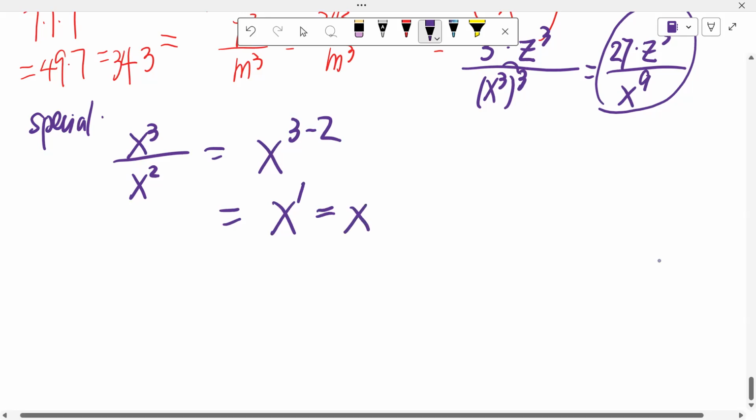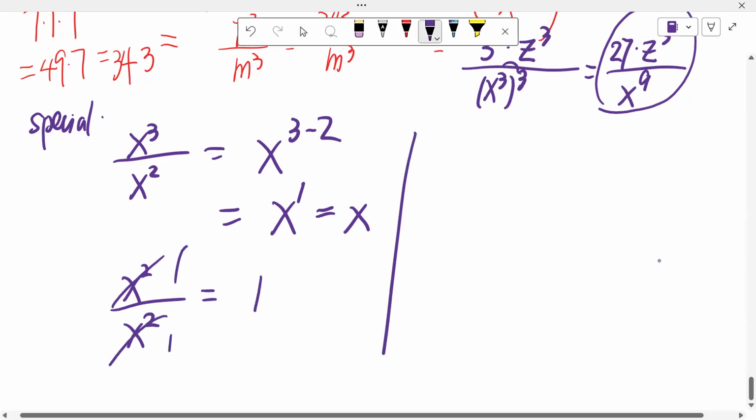And also x squared over x squared, because they have the same exponent, we can cancel that and it becomes 1 over 1. Right? So the answer is 1. Also, if you have x to the 0 power, that should be 1, right? As soon as x is not 0. So any number to the 0 power is 1.